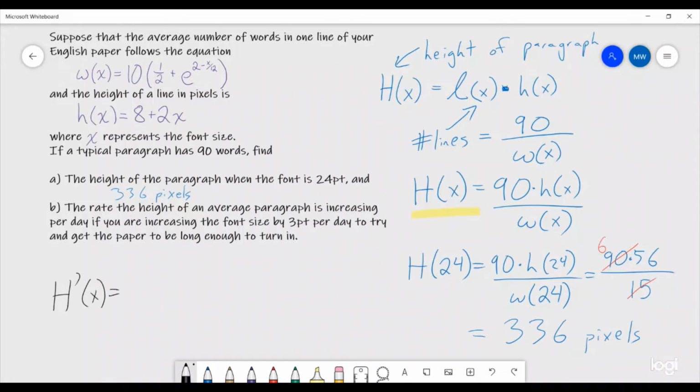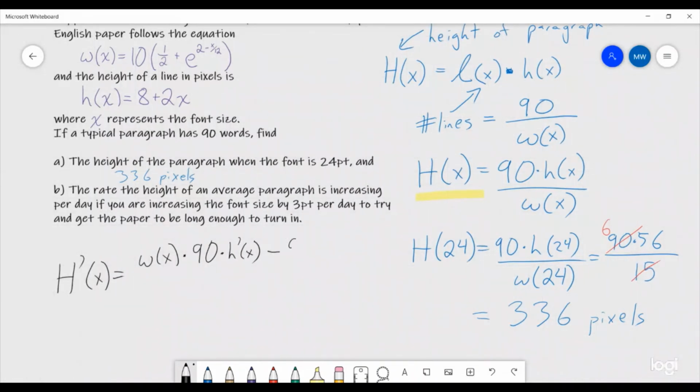Well, h prime of x, this is going to be a quotient rule problem. So we have low d high, so that'll be a w of x times the derivative of the top, so 90 times h prime of x, minus high, 90 times h of x, times the derivative of the bottom, w prime of x, all over w of x squared. And now we can plug these different pieces in. We know what w of x is, we know what h of x is, so what's h prime? Well, h prime of x, that's going to just be 2. The derivative of 8 plus 2x, that's 2.